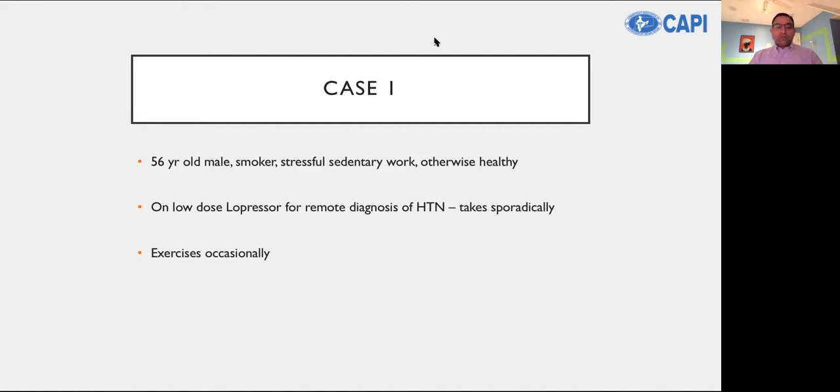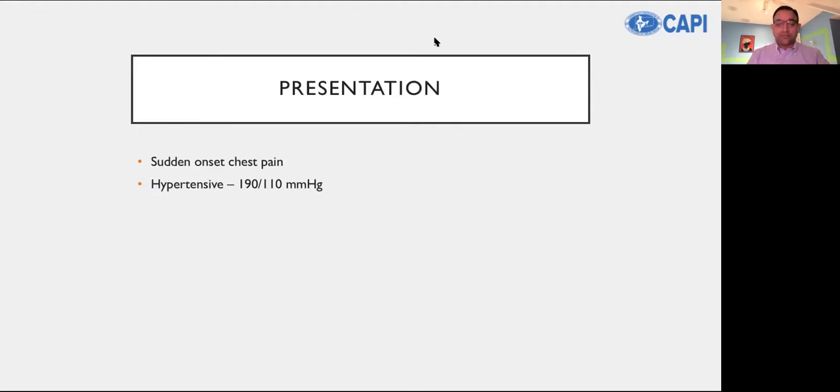So, a 56-year-old male, smoker, he has a stressful sedentary life. He's otherwise healthy. He has a remote diagnosis of hypertension. He takes his medications sporadically. He exercises occasionally. So it's a fairly average, common person who is in general in good health.